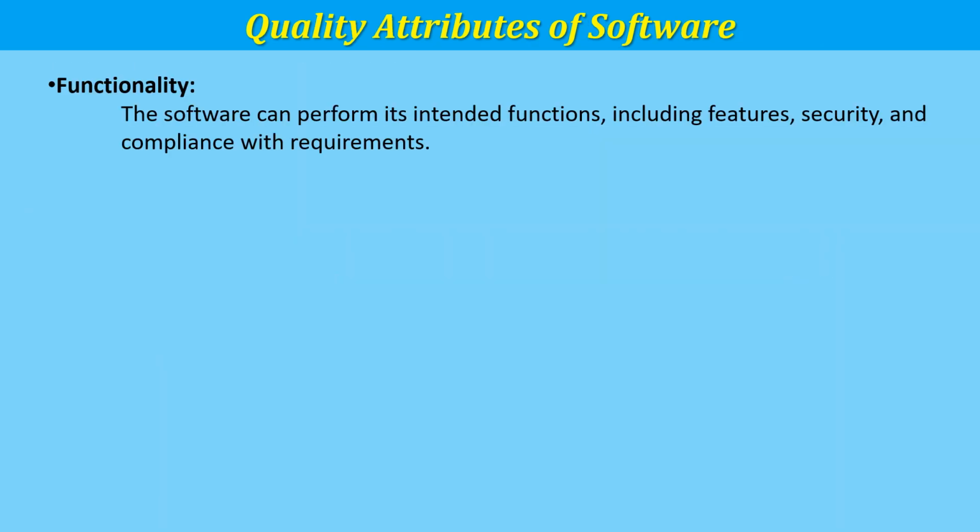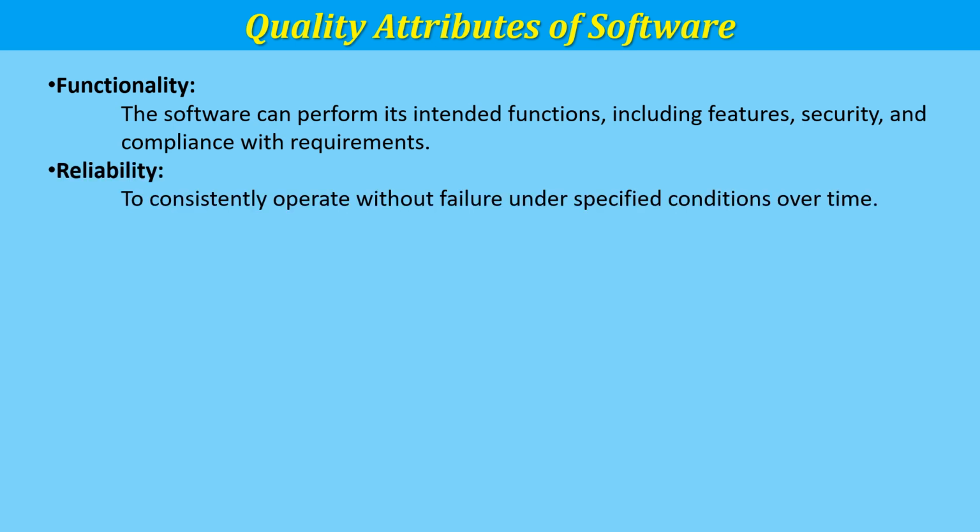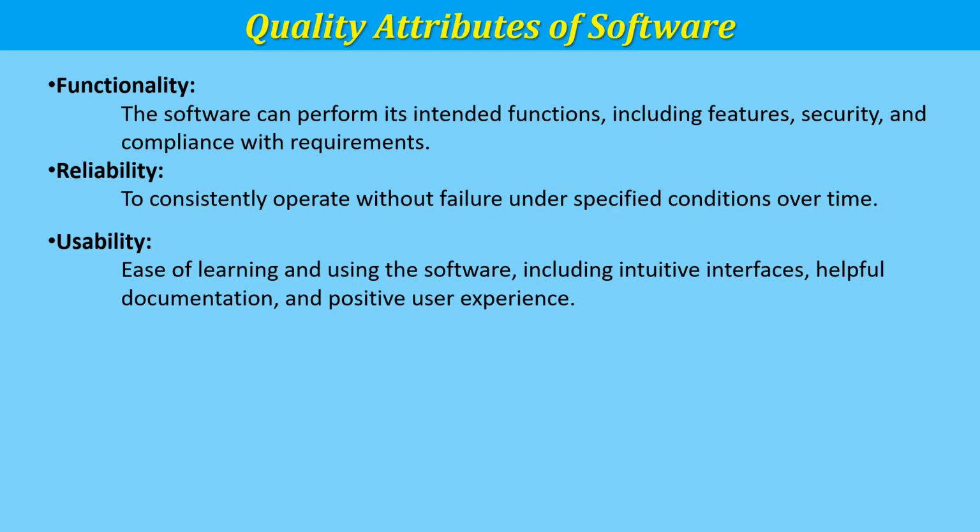Quality attributes of software. Number one is functionality. Ensures that software meets user needs and requirements. Without it, the software fails to serve its core purpose. Reliability. Software builds trust by reducing the risk of downtime and ensuring dependable operation. Usability. A user-friendly design enhances satisfaction and drives adoption by making the software accessible and easy to use.